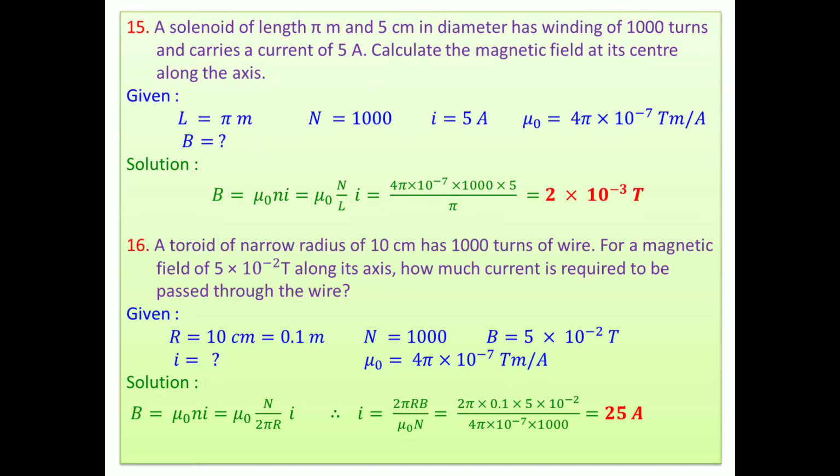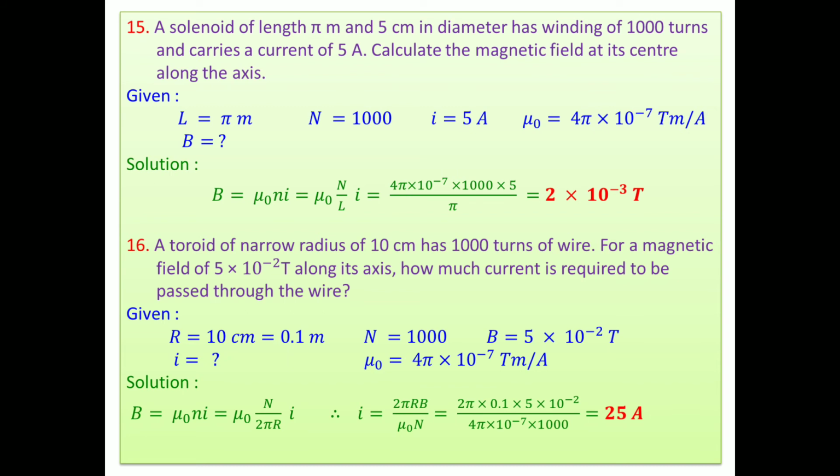Thereafter next one, numerical number 15. A solenoid of length pi meter and 5 centimeter in diameter has a winding of 100,000 turns and carries a current of 5 ampere. Calculate the magnetic field at the center along the axis. Here length is given, number of turns is given, current is given, mu naught is given, B to be calculated. We know that B equals mu naught n I, where n means number of turns per unit length, N upon L. Substituting the values, 4 pi into 10 raised to minus 7, number of turns 1000 upon pi, and current is 5, and directly you get 2 into 10 raised to minus 3 Tesla.